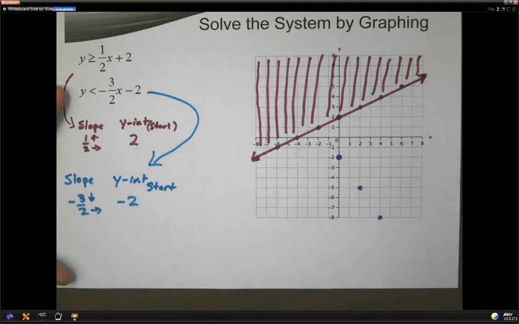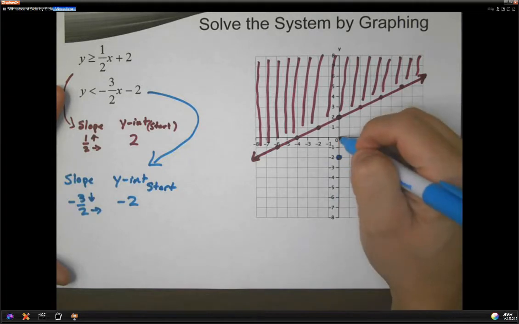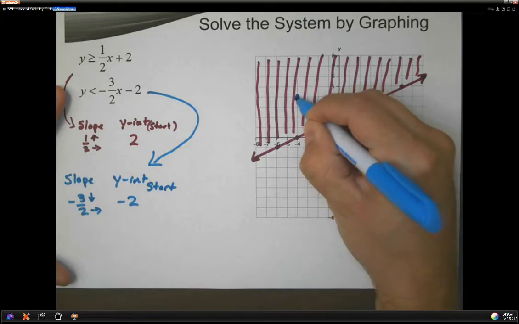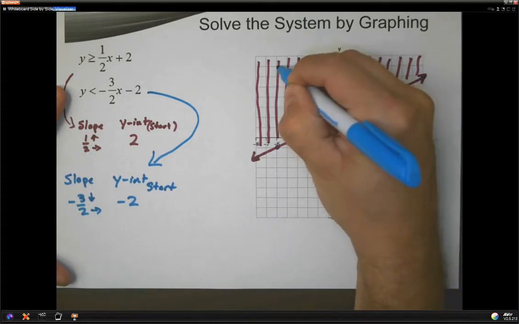And remember, you can do the complete opposite. 1, 2, 3, 1, 2.